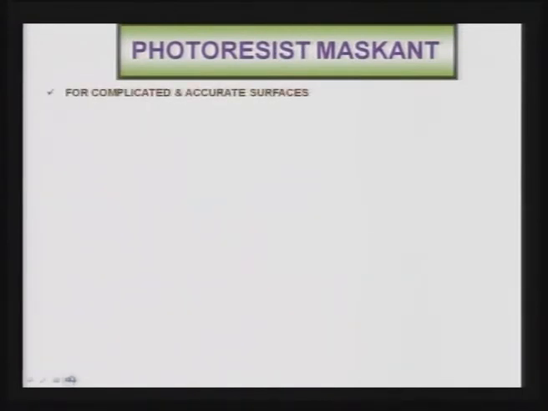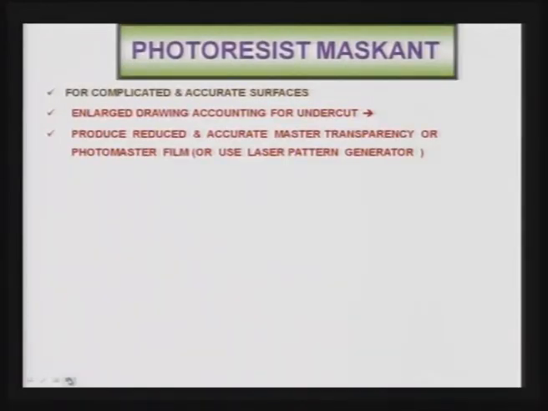Now, this is a very important process of masking, that is the third process, the photoresist maskant. For complicated and accurate surfaces, the cut and peel method or screen printing will not work properly, and for that purpose photoresist is the most appropriate process. What one should do is first prepare the enlarged drawing accounting for undercut, and then produce a reduced and accurate master transparency or photomaster film by the use of a laser pattern generator.